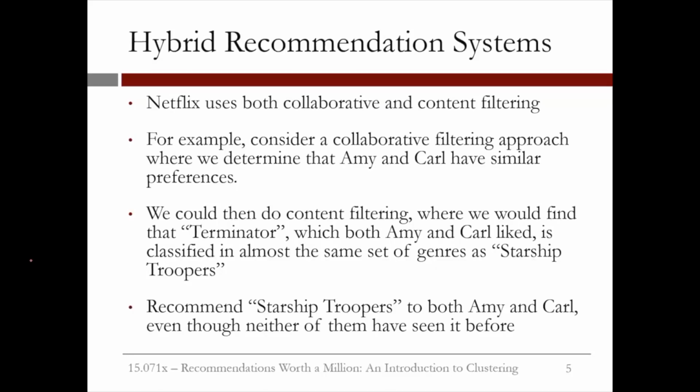So then we could recommend Starship Troopers to both Amy and Carl, even though neither of them have seen it before. If we were only doing collaborative filtering, one of them would have had to have seen it before. And if we were only doing content filtering, we would only be recommending to one user at a time. So by combining the two methods, the algorithm can be much more efficient and accurate. In the next video, we'll see how we can do content filtering by using a method called clustering.